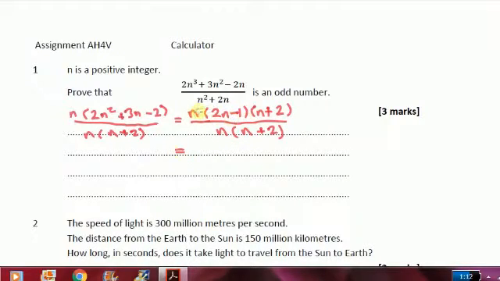Then I look, what can I cancel? n with n, and also I can cancel n plus 2 with n plus 2. So it simplifies down to 2n minus 1.